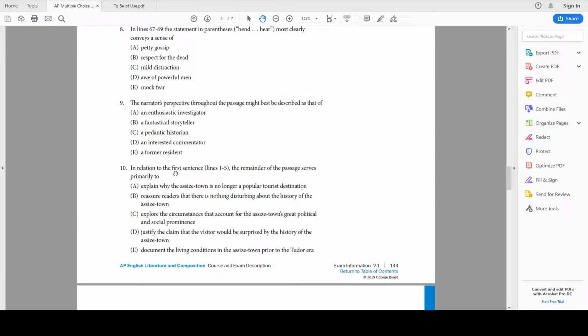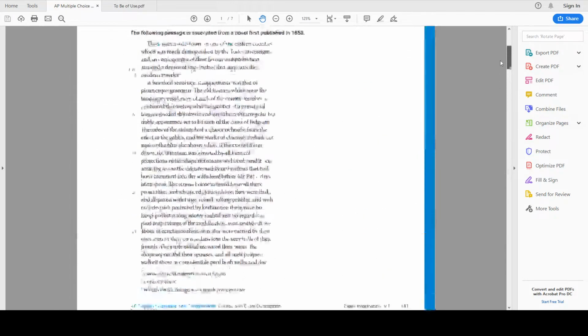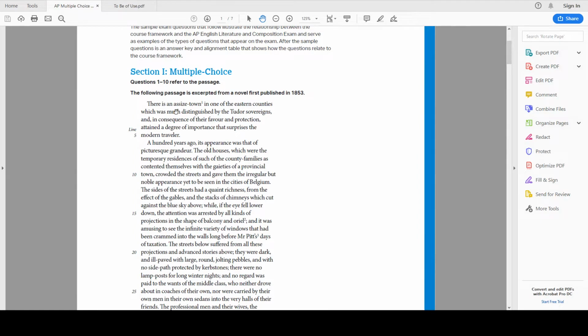In relation to the first sentence, lines 1 through 5, the remainder of the passage serves primarily to... Okay, we gotta check 1 through 5. Dude, that was like 12 minutes ago. Where am I? Okay, let's go back up. There is an ass-sized town, in one of the eastern counties, which was much distinguished by the Tudor sovereigns, and in consequence of their favor and protection, those are two positive words, attained a degree of importance, another positive word, that surprises the modern traveler.